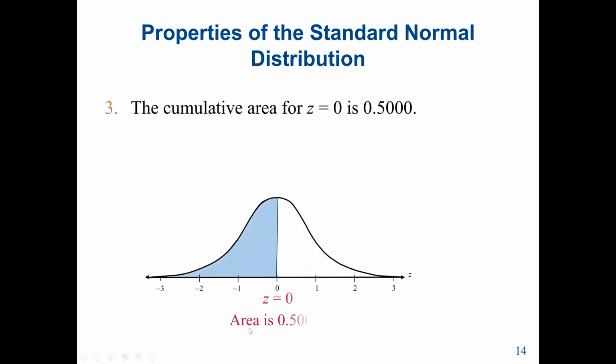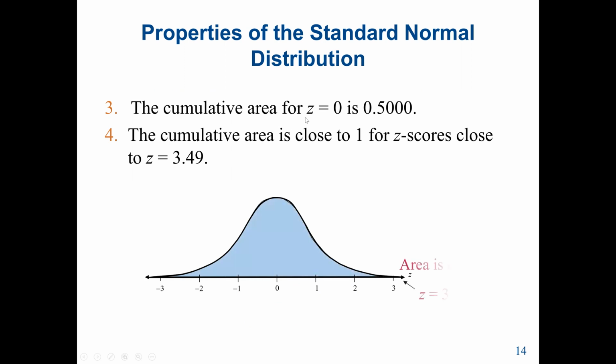And this is the concept of our table also. So the cumulative area for z equal to 0 will be 0.5, half. So we can see in our table, the lowest z value is around negative 3.4547. The highest value is positive 3.4547. Now the cumulative area for z equal to 0 is 0.5. And also the cumulative area is close to 1 for a z-score close to z equal to 3.49. And these values are also in the table.